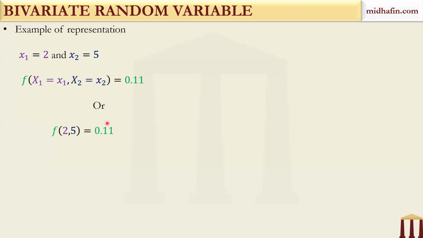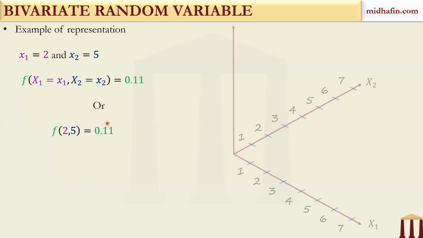Three axes. So we'll have two axes for the two components x1 and x2 and the third axis for the PMF value. Obviously, up to a bivariate random variable at least, we can represent them physically because we can represent three dimensions on a three-dimensional space.